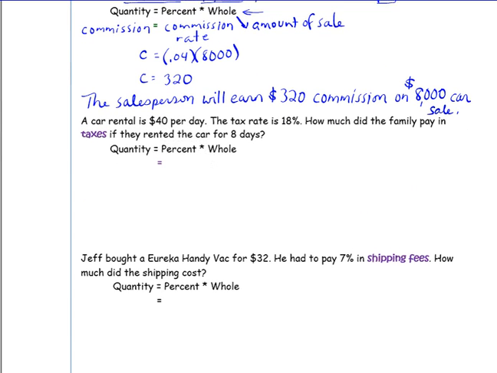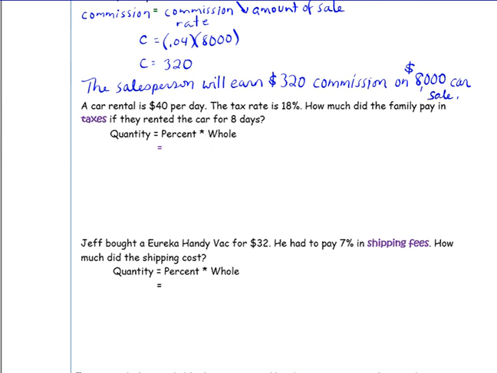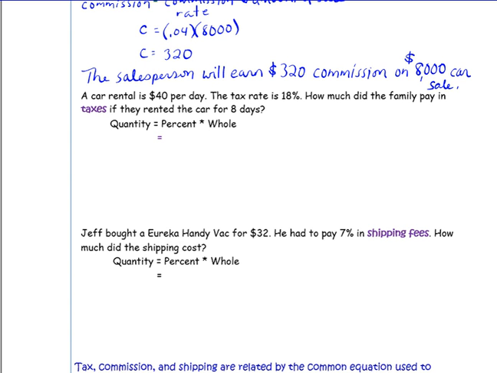Next, a car rental is $40 per day. The tax rate is 18%. How much did the family pay in taxes if they rented the car for 8 days? So your tax is a percent of the rental fee. Our quantity is going to give us the tax because it is the percent times the whole. The percent is the tax rate, and the whole is the cost of the rental.